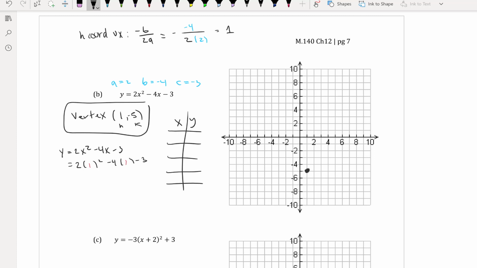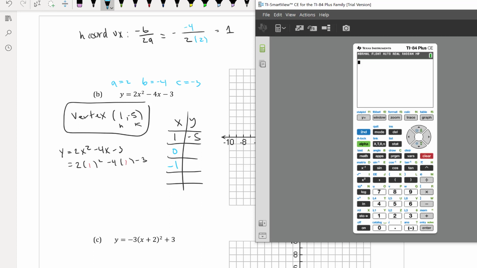Now I'm going to pick some x values that are relatively close to my vertex. Remember, my vertex was 1, negative 5. So maybe I'll pick 0, negative 1 to see where my points are going to be. So I have 2 times, and that x value that I'm plugging in is 0, so that's a 0 there. I'm going to square it, minus 4 times my 0, and then I have minus 3. And that value is a negative 3. So now I have negative 3 as my value.